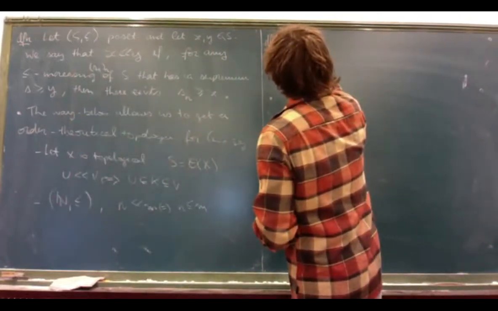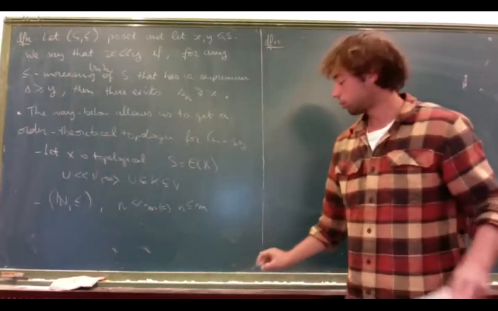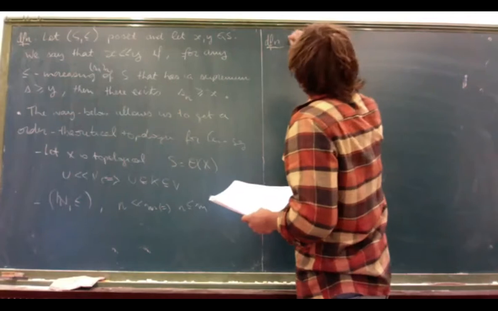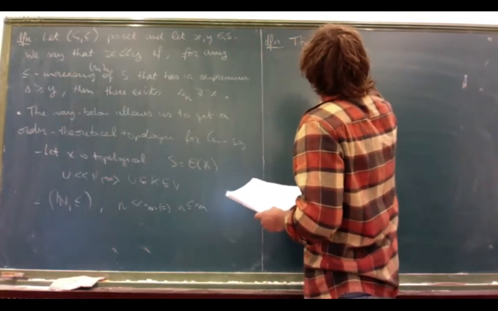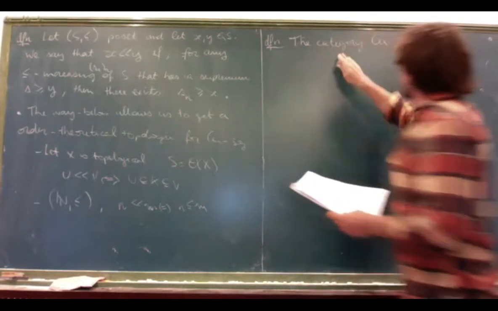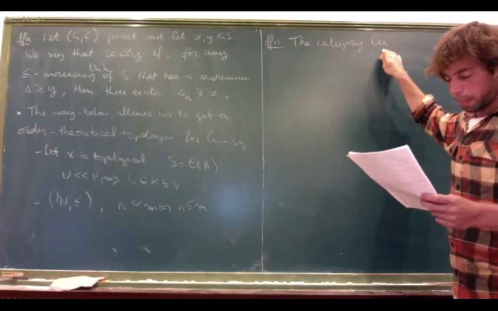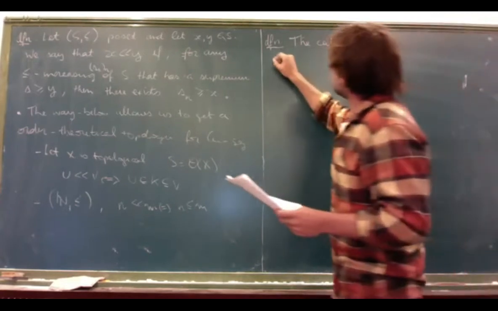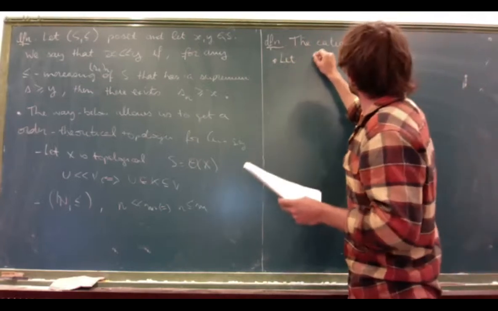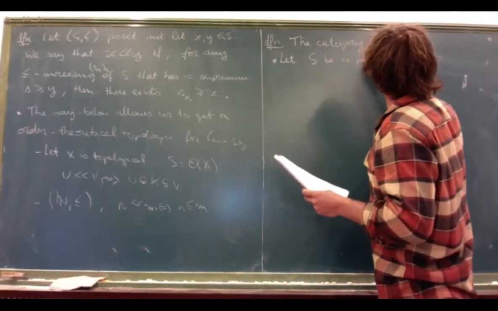So, if you have trouble reading, let me know and I will try to write bigger. So the category Cu. So Cu stands for Cuntz, obviously, Cuntz. So let me describe the objects first. So the objects of the Cuntz category are positively ordered monoids. So let S be a positively ordered monoid.